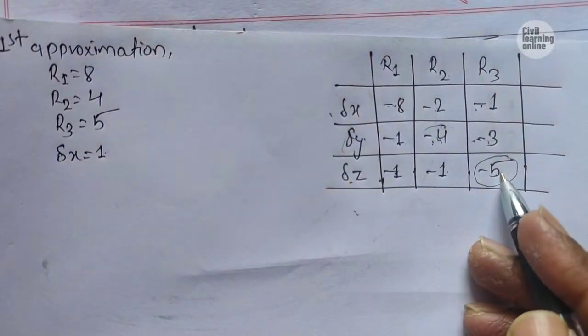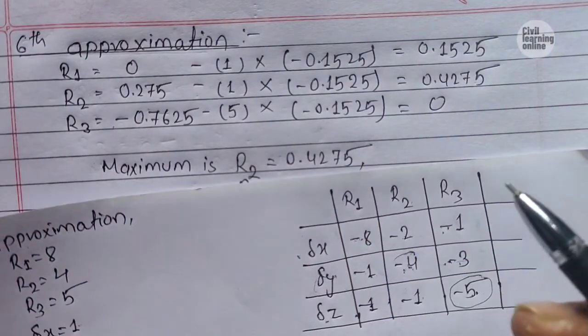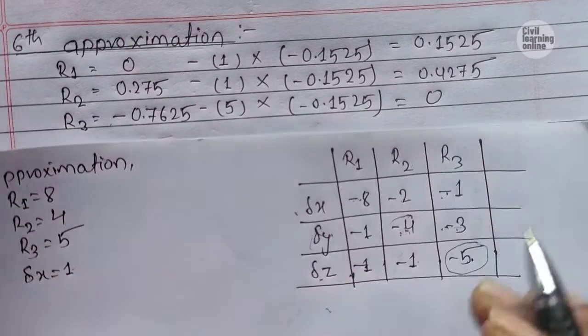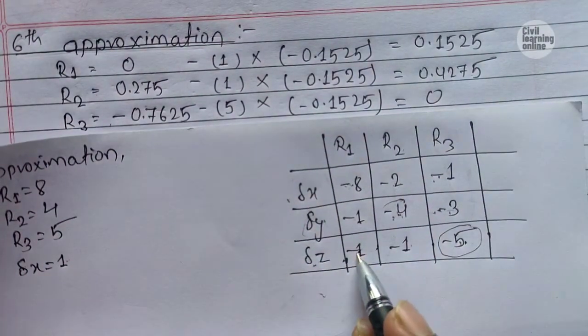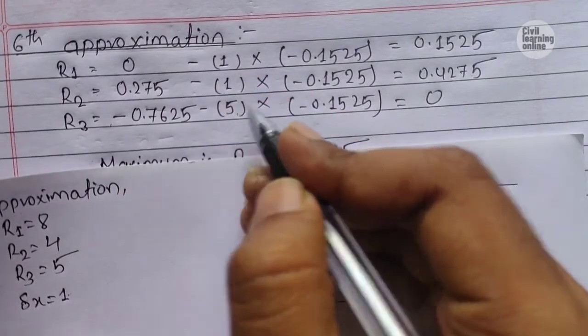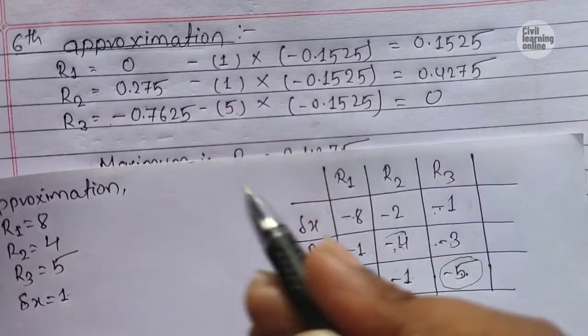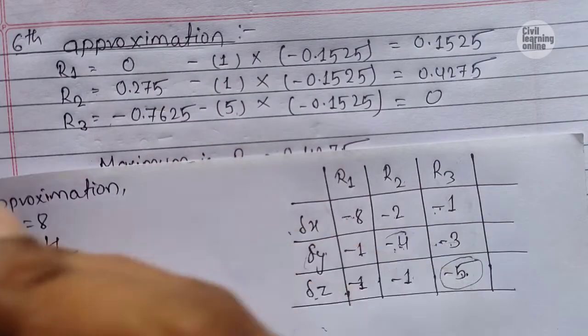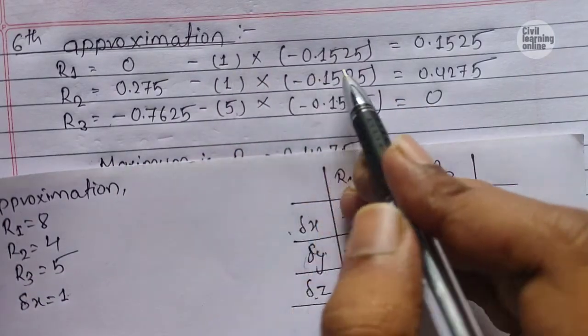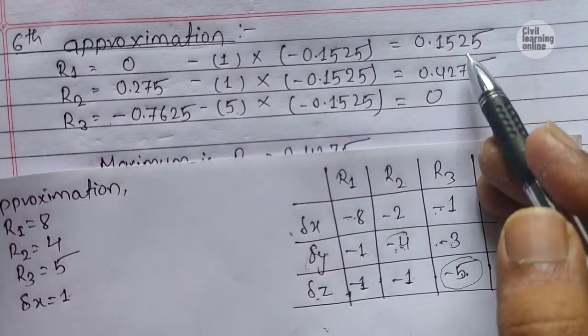In del z we have the greatest value 5, so we need to divide, and in del z we have 1, 1 and 5, so 1, 1 and 5, and multiply by the value which we had got for del z in the fifth approximation. I have written it as it is, and solving each and every one we will get these values.